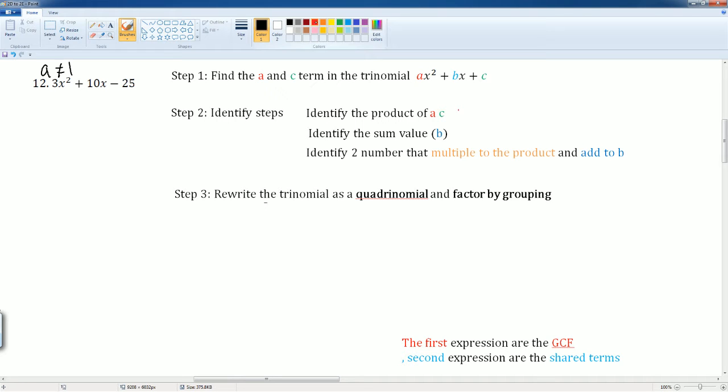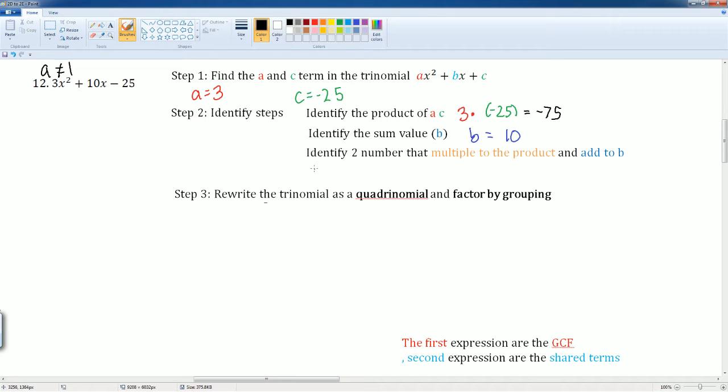So we want to look at the A term. We know that the A term here is 3. That is in front of the x squared. And we know that the C term here is negative 25. So we want to identify that product, which is in step 2. 3 times negative 25. We get that value of negative 75. Then it says to identify the sum value, which is just b. b is going to be equal to just 10.